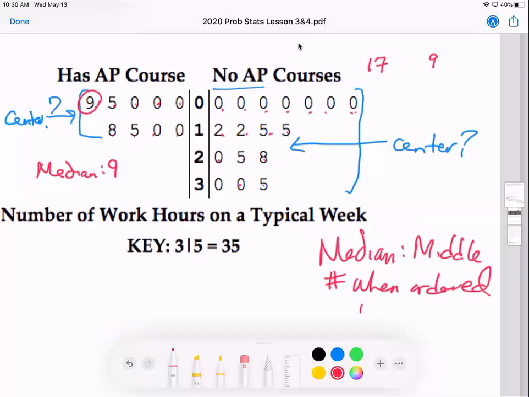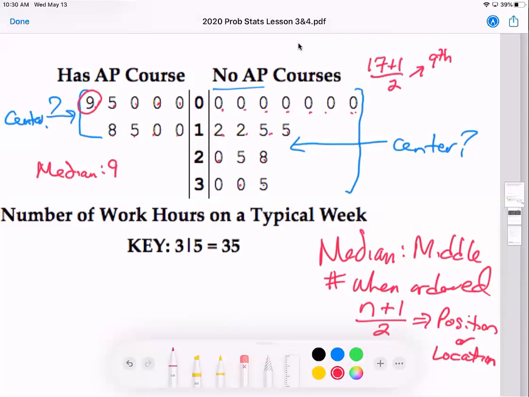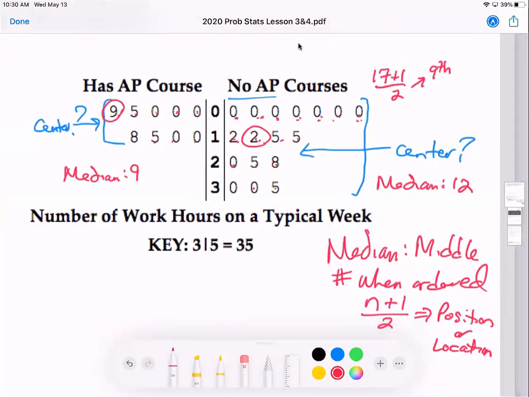One way to tell where the median is, if you take the number of data points, add 1 and divide by 2, that is the position, the location of the median. So on this side, I counted 17 observations, 17 data points. If you add 1 and divide by 2, you're looking for the ninth data point. So that would be 1, 2, 3, 4, 5, 6, 7, 8, 9. So the median on this side would be 12. So it looks like the students who don't have AP courses typically work more hours.